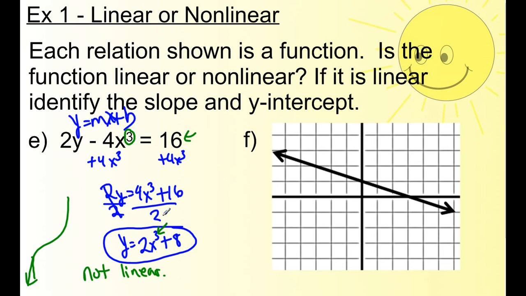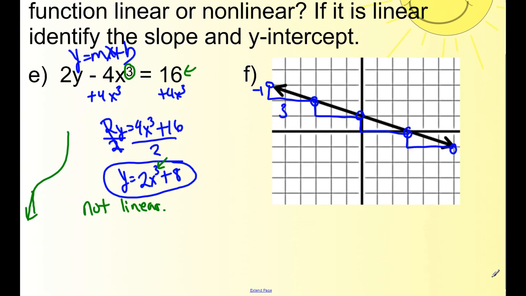Okay, letter F. Is it linear or nonlinear? Well, looking at it, it looks very linear to me because it looks like a straight line. If we do some counting boxes to find slope, so we've got point, point, point, point, and I'd assume a point there. The slope looks consistent of down 1 over 3, down 1 over 3, down 1 over 3, down 1 over 3. So the slope is consistent, it's constant, which makes it linear. So I'm going to go ahead and say yes, this is linear.